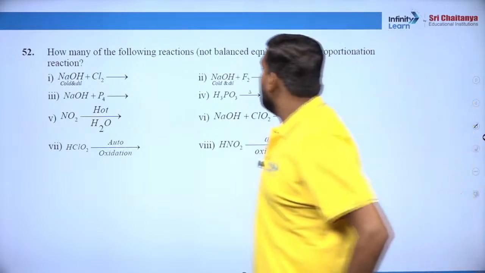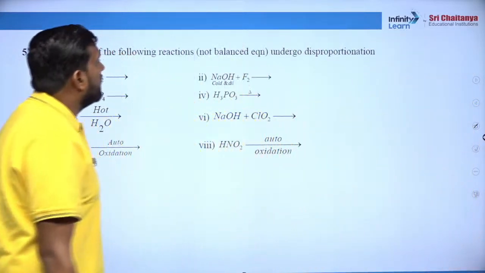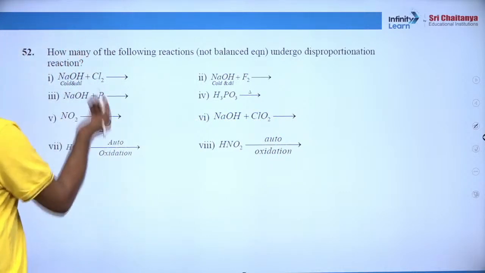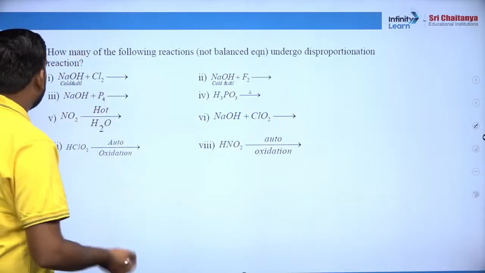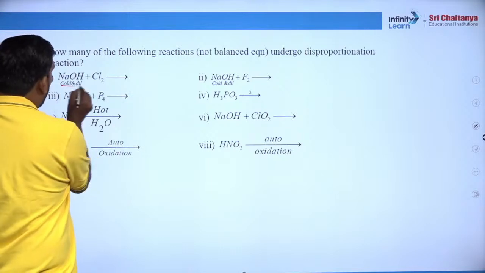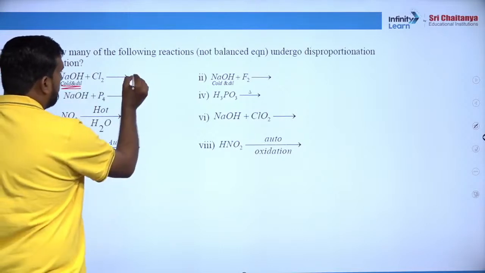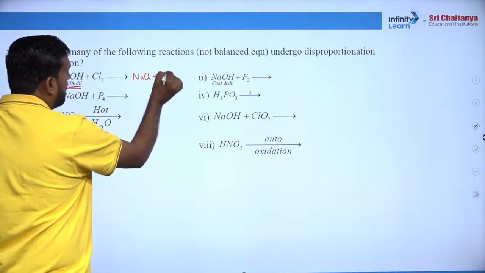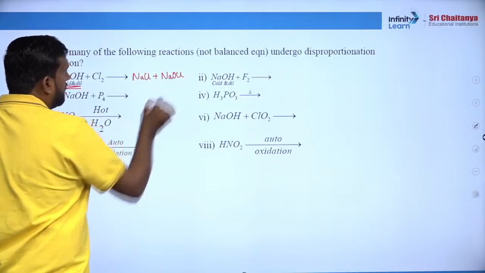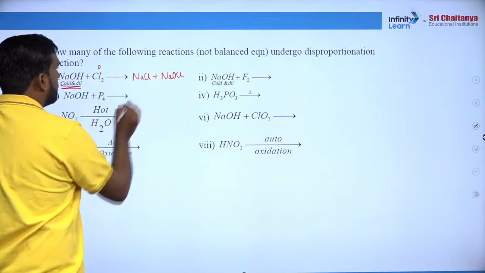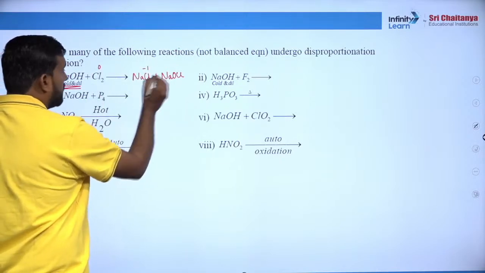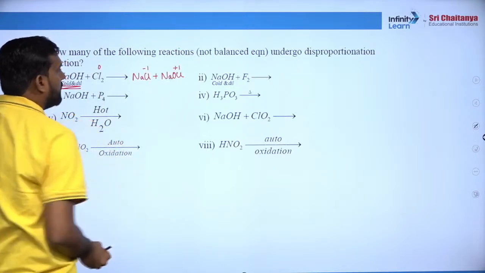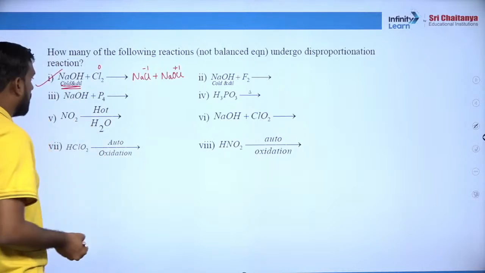How many of the following reactions, not balanced equations, undergo disproportionation reactions, okay. So let's check them through the products. So there is cold and dilute NaOH. So it will produce basically NaCl plus NaOCl, okay. So here chlorine has been reduced from 0 to -1 and oxidized to +1, okay. So this is the disproportionation, no doubt in that.